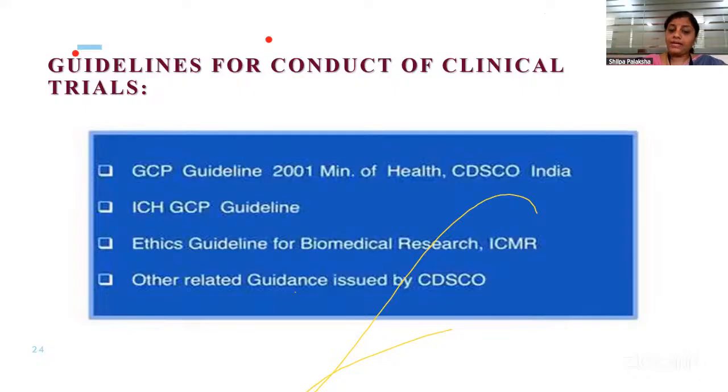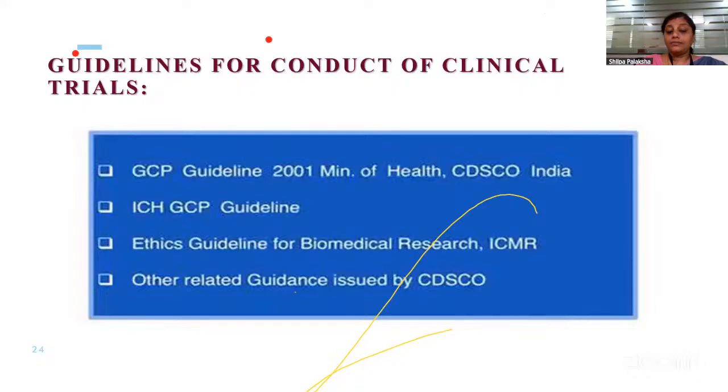Then there are also separate guidelines for understanding the roles and responsibilities of the ethics committee. The ethics guidelines for biomedical research, published by ICMR, tell you the whole process: who should be the ethics committee chairman, what members, how many members should be present, from which background, and what the different roles and responsibilities of each member are. All of this is written and documented in the ICMR-published ethics guidelines for biomedical research.